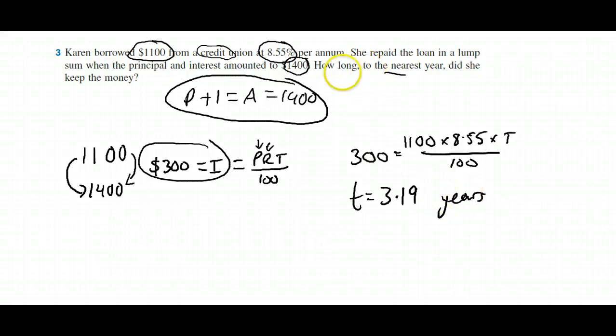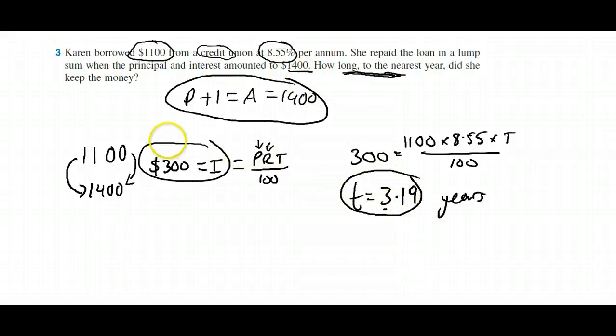Okay, and we want to put this to the nearest year. How long did she keep the money? Now normally, if we're working out the answer to the nearest year, I'd say we'd need to round this up rather than down, even though it's closer to 3 than 4. Because if we round down, then it takes us to an amount of time that doesn't get us to $1,400. And that's typically the way we should think about these sorts of questions.